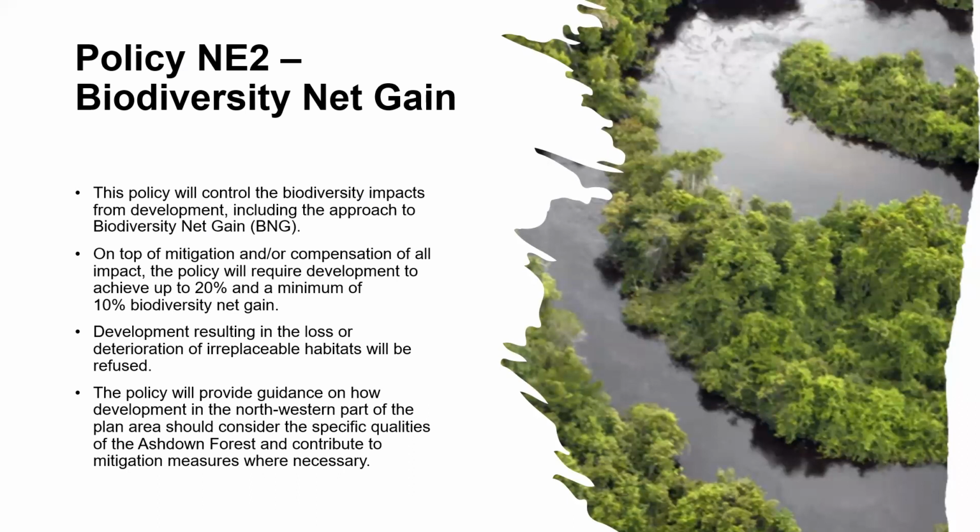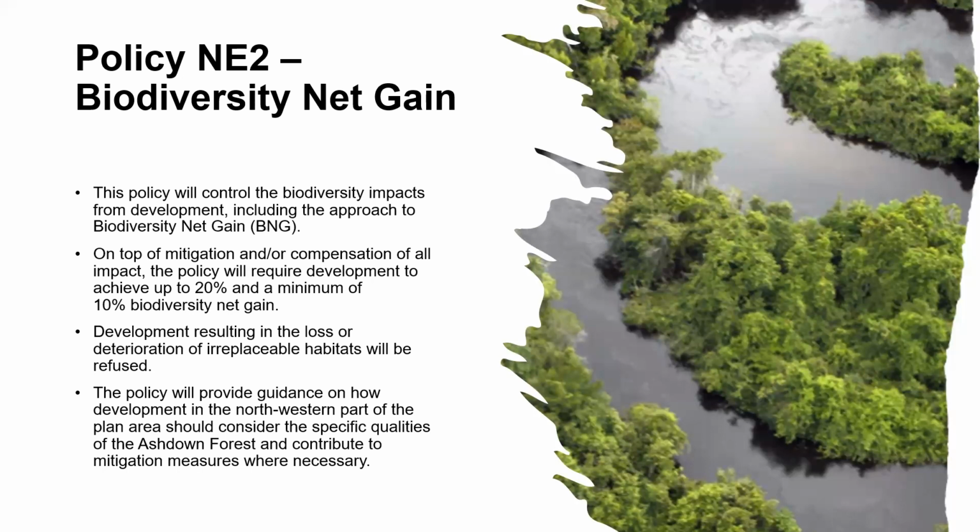So the preferred local plan policy is proposing to require development to achieve a minimum of 10% net gain and up to 20% biodiversity net gain. Whilst the biodiversity study sets out some justification for the requirement for a higher level of biodiversity net gain, there is further evidence and work required to evidence up to 20% biodiversity net gain requirement in a local plan policy. And this includes showing that that requirement is achievable and viable and still allowing development to come forward.